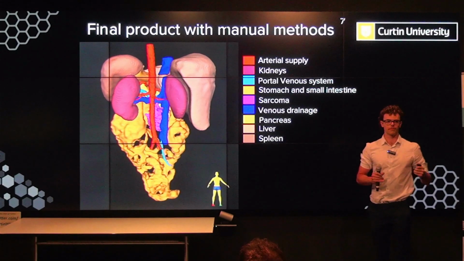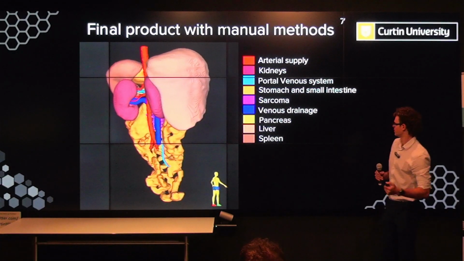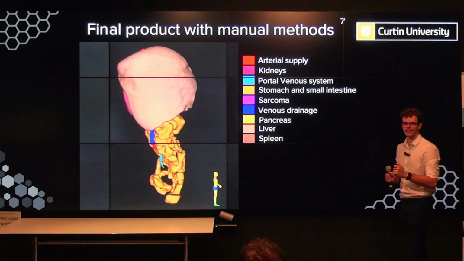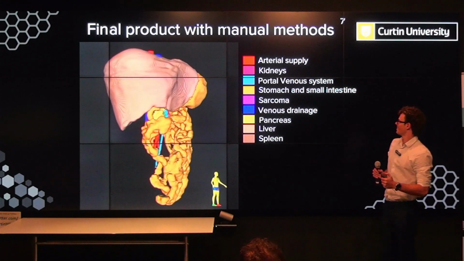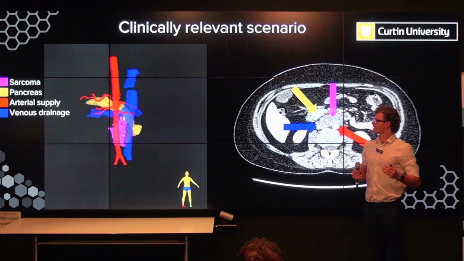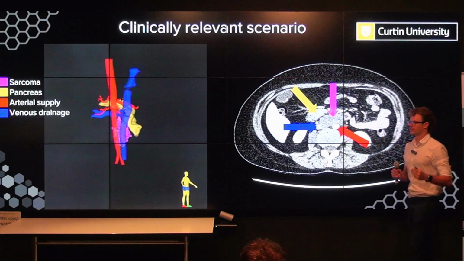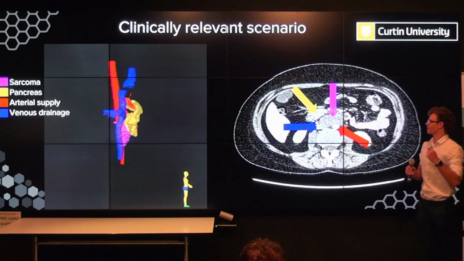This took 30.32 hours to do all by hand, by the way, with the intestines most notably taking 16 hours. So with 3D Slicer, we can create clinical scenarios. We can toggle on and off organs, and we can change the opacity.